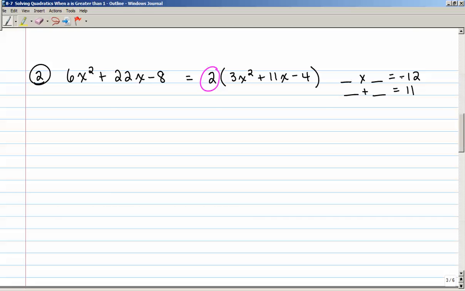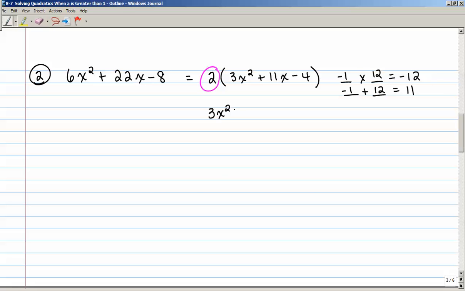So I'm thinking probably 1 and 12. And in order to make my second equation true, the 1 is going to have to be negative. So negative 1 times positive 12 is negative 12. Negative 1 plus 12 gives me a positive 11. So I'm going to use those two numbers to rewrite my 11x in the middle.